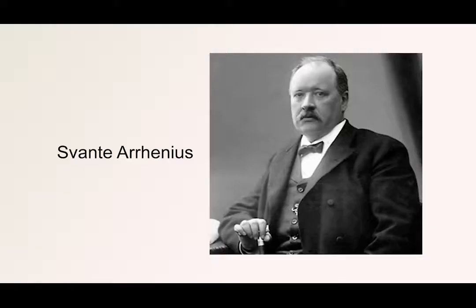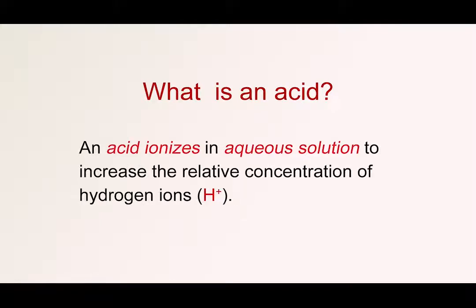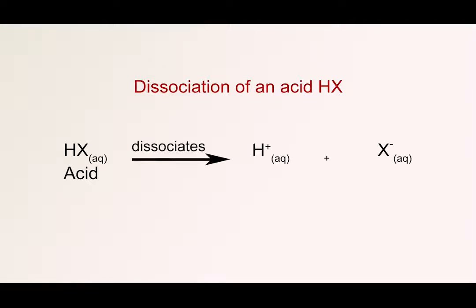Swedish chemist Svante Arrhenius defined an acid as a substance that dissociates to produce excess hydrogen ions, H+, in aqueous solution. That is, an acid ionizes in aqueous solution to increase the relative concentration of hydrogen ions. Generally, the equation for the dissociation of an acid, HX, is illustrated on your screen.